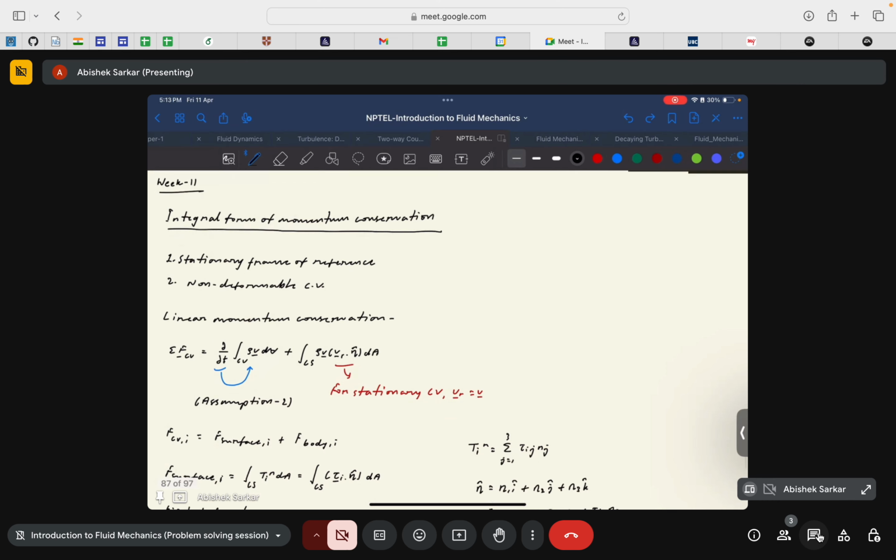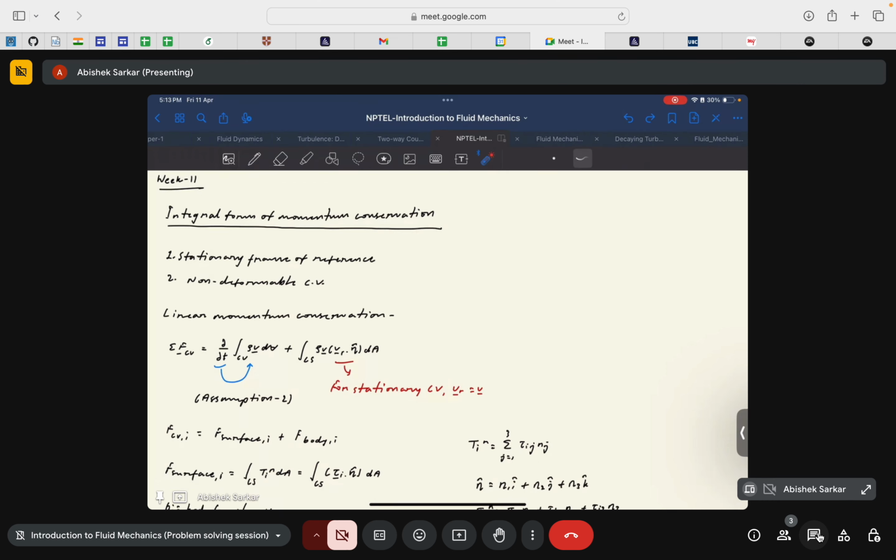We start our discussion with the integral form of the momentum equation. As you know, the Navier-Stokes equation is basically the modified form of the momentum equation for fluid flow motion. There are two assumptions that we need to keep while discussing this integral form, which we have already discussed, where we are finding the differential form of the momentum equation from the integral form. That is the concept of a stationary frame of reference and a non-deformable control volume.